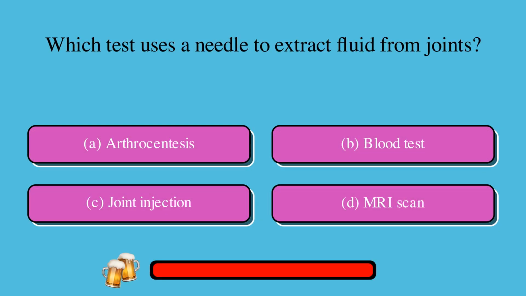Which test uses a needle to extract fluid from joints? A. Arthrocentesis, or B. Blood test, or C. Joint injection, or D. MRI scan? The correct answer is A. Arthrocentesis.